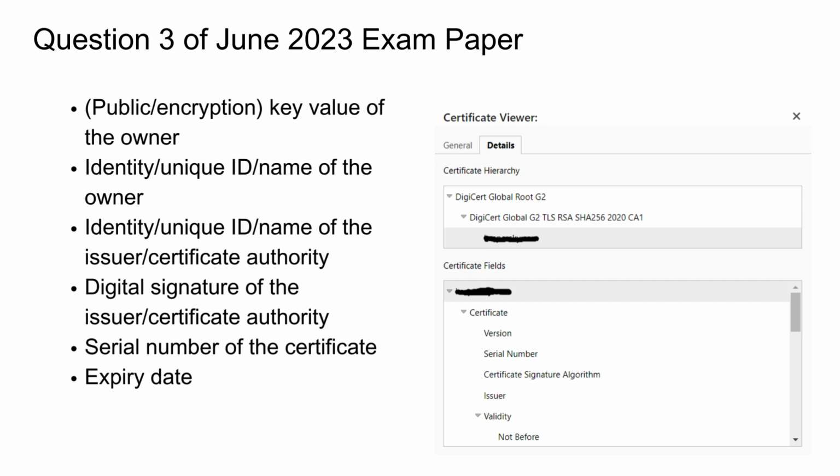So I have added a screen capture of a certificate here so we can see the general information on a certificate. They include the name of the issuing authority, the type of certificate issued, its version, serial number, digital signature of the issuer, name of the owner, and expiry date. So your answer can be any one of these and you will score 1 mark.